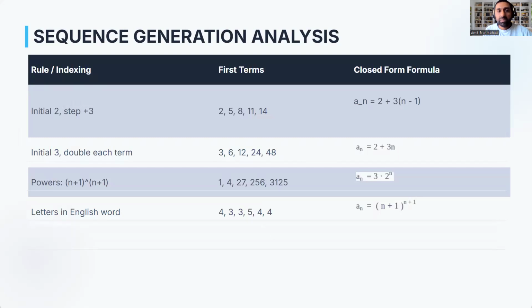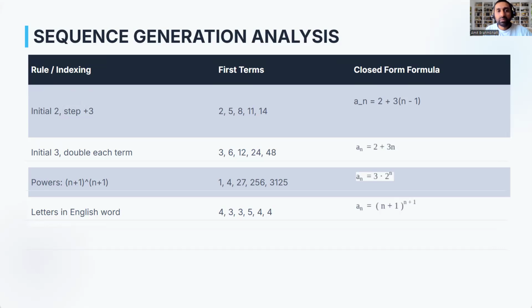Let's evaluate these mechanics dynamically using this table. If we take an initial term of 2 and apply a constant step of positive 3, we generate a predictable linear sequence. This can be expressed instantly as a closed form formula without needing to calculate all prior steps.